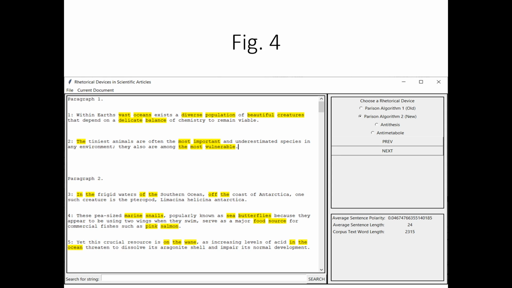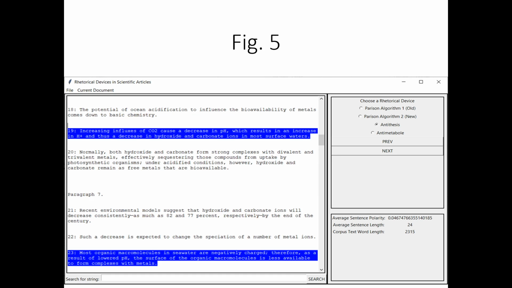Okay? So for antithesis, on the other hand, we found a couple results that were returned. So for instance, increasing influxes of CO2 cause a decrease in pH, which results in an increase of H+, and thus a decrease in hydroxide and carbonate ions in most surface waters. So it's an overall, you have increasing, decreasing, which will be positive polarity, negative polarity, which is just positive tone, negative tone, overall to make a neutral tone, thus being a high probability of being an antithesis example.